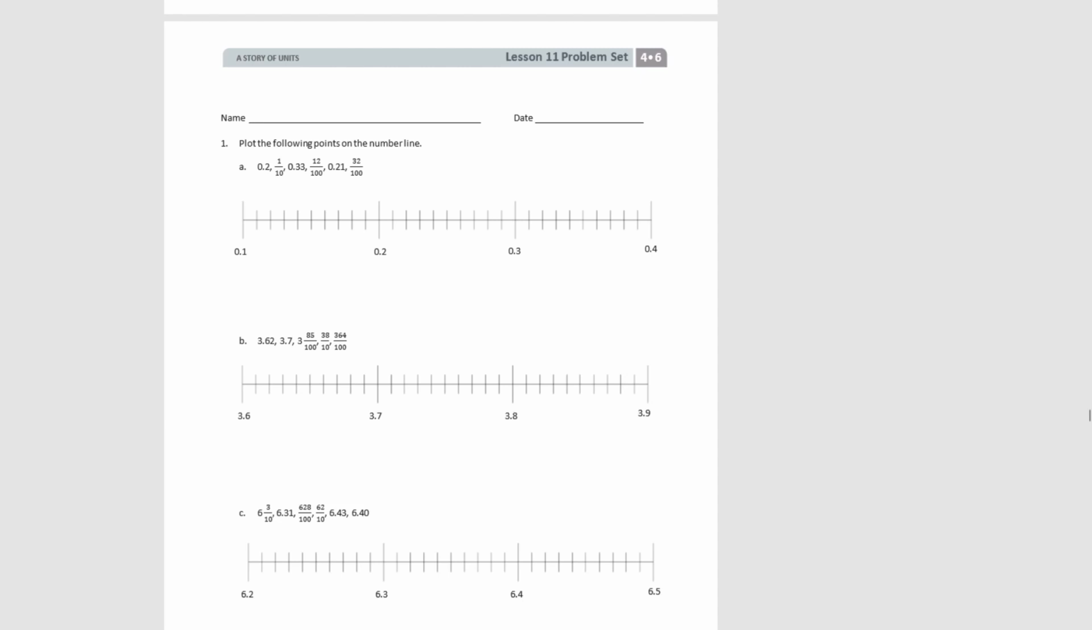So pause the video, decide how you want to convert all these numbers, and then place them on the number line in their original form. You can write the common form first, but then go back and make sure that you mark them in their original form. So pause the video and give this a try.